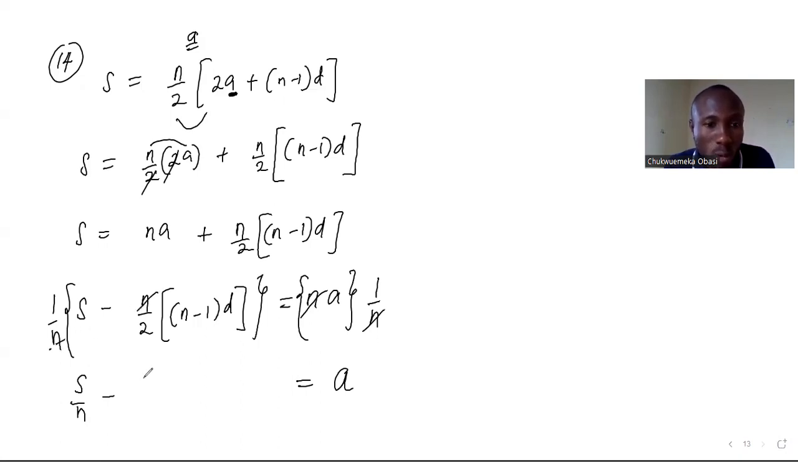So you now have 1 over 2 into n minus 1d. Yes, right? So that is pretty much how it looks when you make A the subject of the formula. All right, I still have another question for you. This is question 15. This will be a classwork for you. So give it a try and put your answer in the comment section.